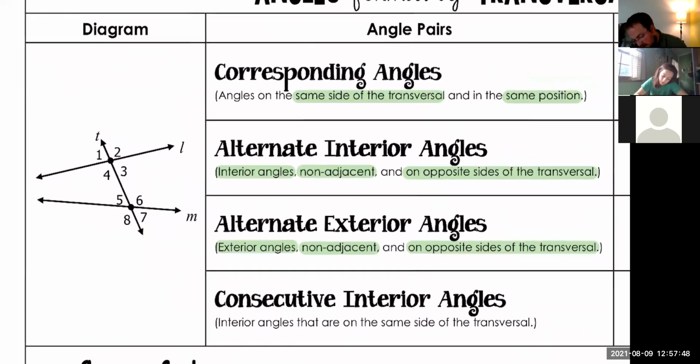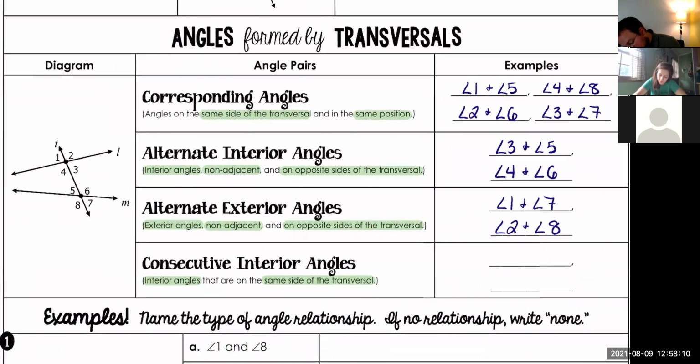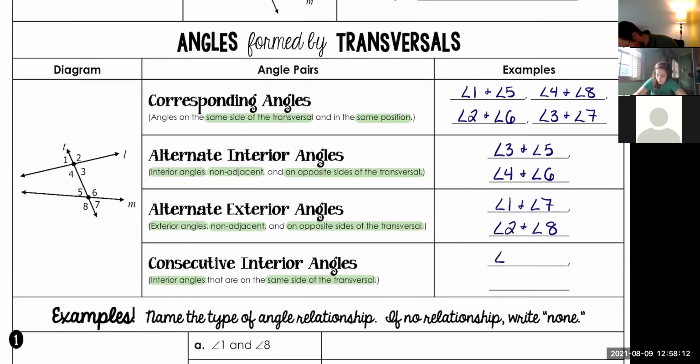Last one here in our angle pairs are consecutive interior angles. There's that word again, interior. So we're back between our other two lines. They are, again, interior angles, but they are this time on the same side of the transversal. 3 and 6, and 4 and 5. Good.